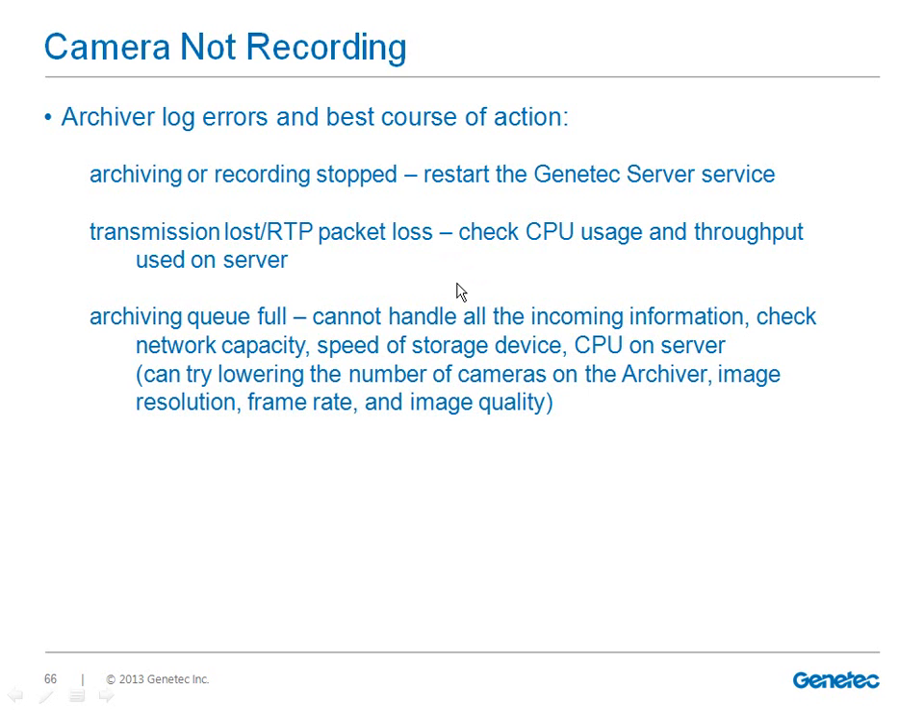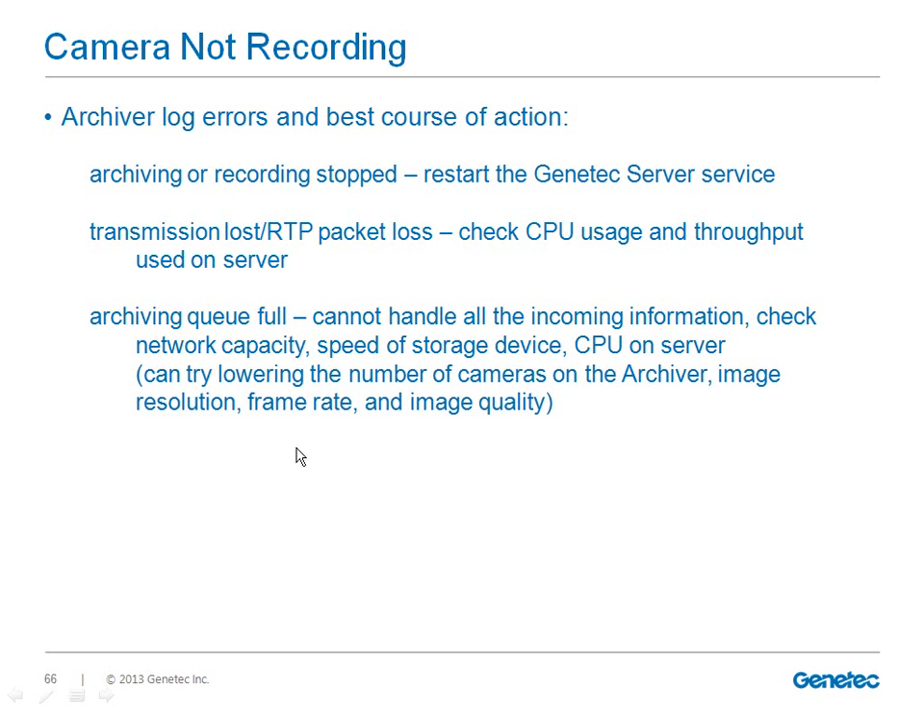If you're seeing gaps in the video, take a look in the logs for archiving queue full messages. This means that some part of the archiving process is not able to handle all the information that's being passed to it, and some of it is being dropped. This can be anything from the network capacity, the speed of the storage device, or the CPU on the archiver not being able to process the data before the next batch of data comes in.